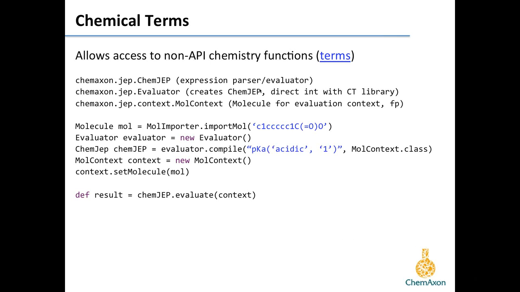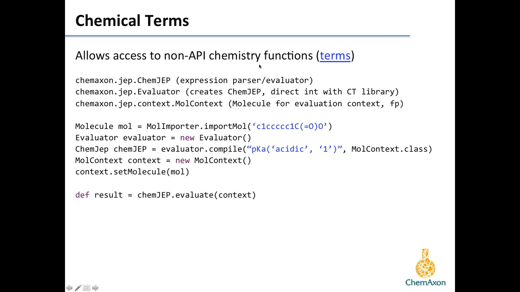But let's look at chemical terms real quick. And if you've worked with IJC before within the GUI, you'll know that there are several chemical terms that you can build up in like a calculated field, but accessing them through a script requires a little bit more involvement. So this is the access to the non-API chemistry functions.